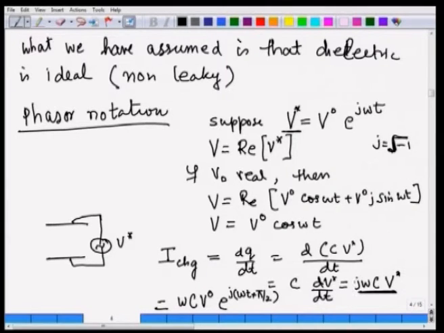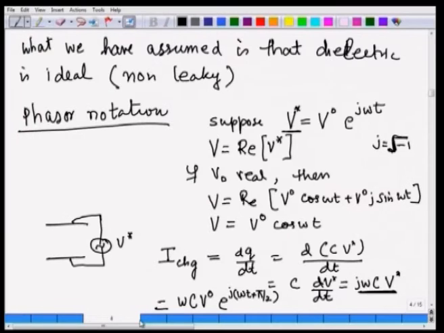I have written this quantity as exponential j pi by 2. That is why this quantity is appearing here like this. What does it mean? It means that the charging current is pi by 2 off in phase from the voltage that we have applied. So if I draw this, and I am assuming an ideal capacitor, I am continuing to use an ideal capacitor right now.